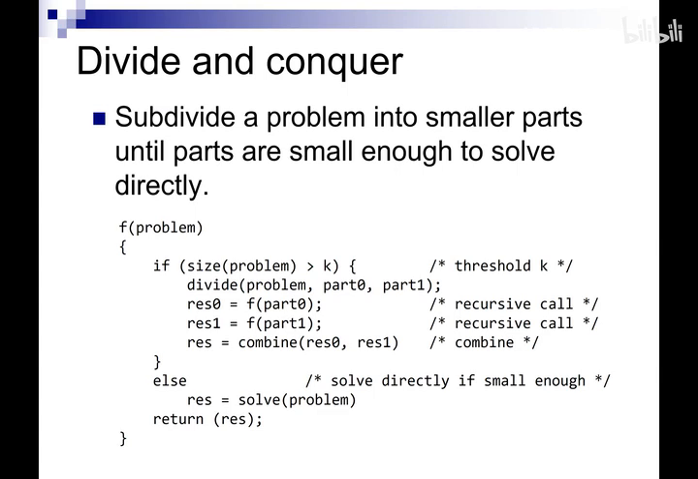So sort of algorithmically, you can say that we have a problem, and then we look at the size of the problem. And if it's too large, then let's say that we divide this into two parts, part 0 and part 1. So we're going to solve those parts individually, and then we're going to combine their answers to get the overall answer to the problem. And if the problem is small enough, then we're just going to solve the problem directly.